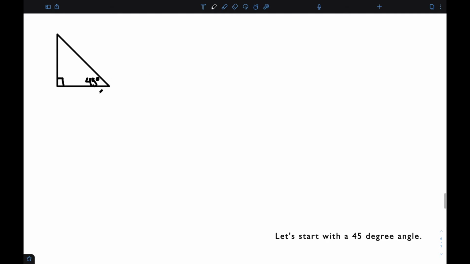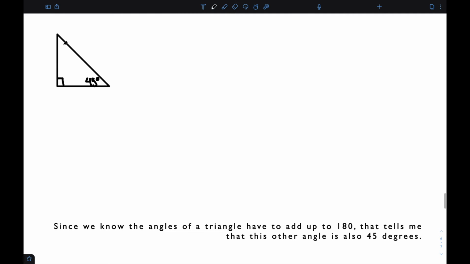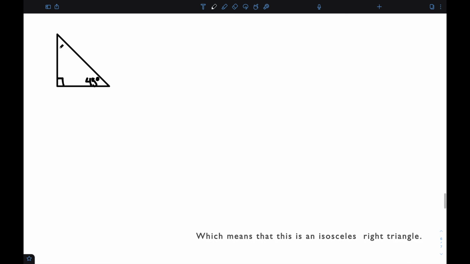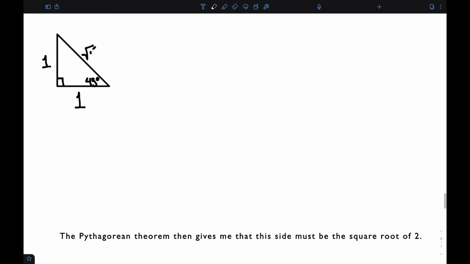Let's start with a 45-degree angle. Since we know the angles of a triangle have to add up to 180, that tells me that this other angle is also 45 degrees, which means this is an isosceles right triangle. So these two sides have to have the same length. Let's say they're 1. Pythagorean theorem then gives me that this side must be the square root of 2.